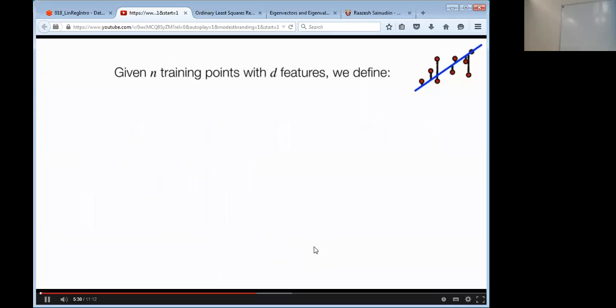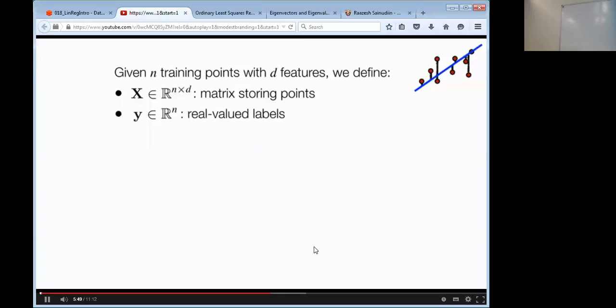Next, let's rewrite this problem in matrix notation, as it's sometimes easier to work in matrix notation. We'll start, again as before, with n training points, and now we assume that we have d features. Given this data, we can first define the matrix X as an n by d matrix that stores all of the data points. We can also define Y as an n-dimensional vector storing the labels for our training points.